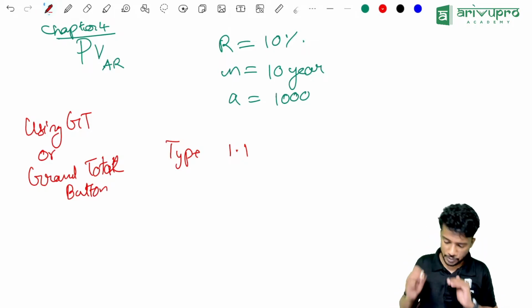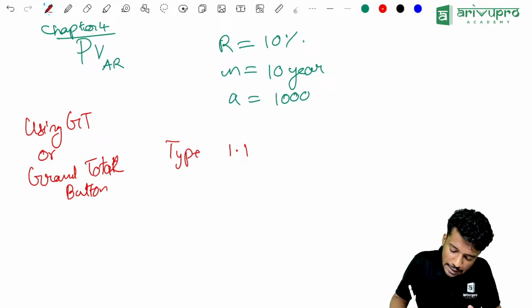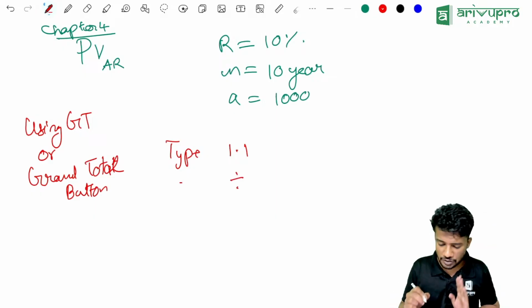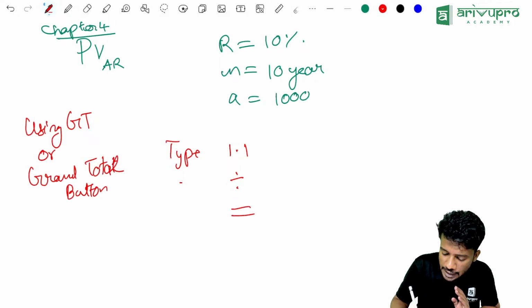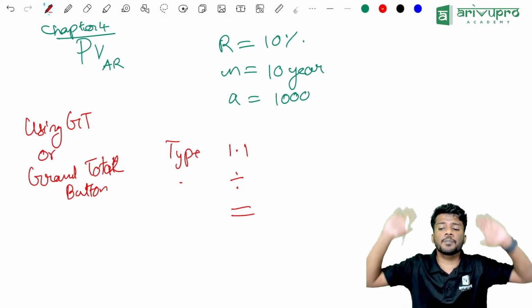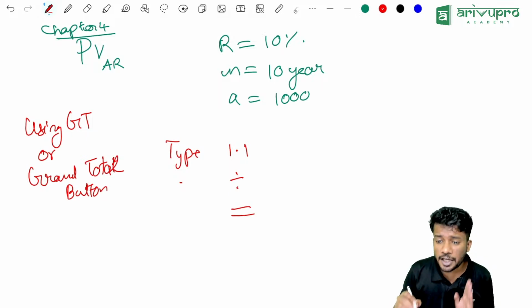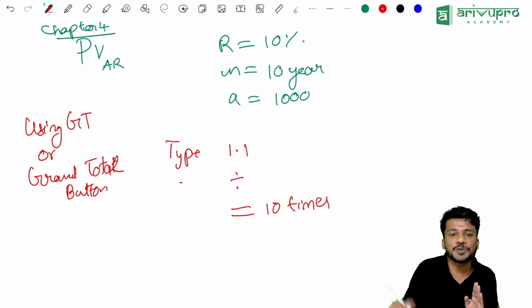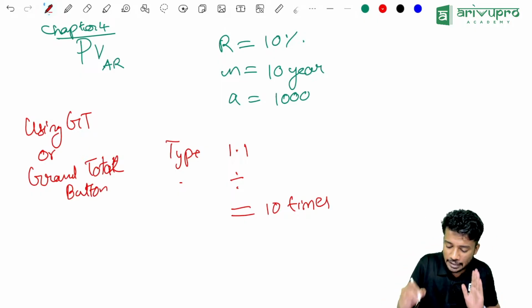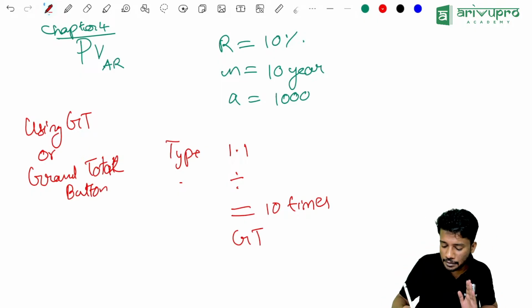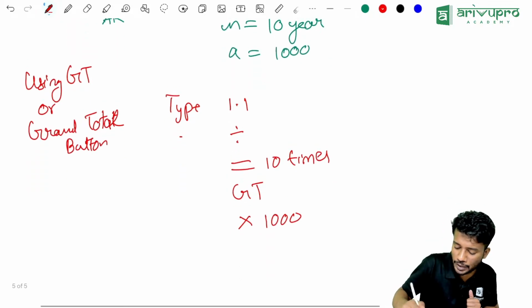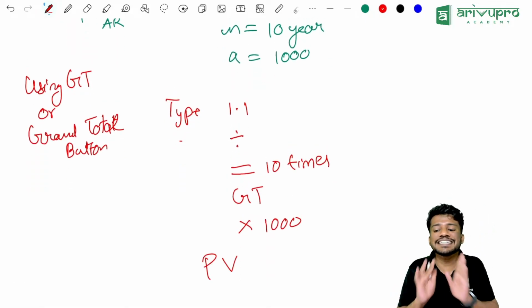Then the next step is to click divide. Then the third step is equal to sign, as many number of years. Here 10 years are there. That means we will click equal to 10 times. Then at the end you will click the GT button and multiply it with the annuity amount. The annuity amount here is 1000. So you will get the PV value using the grand total button.